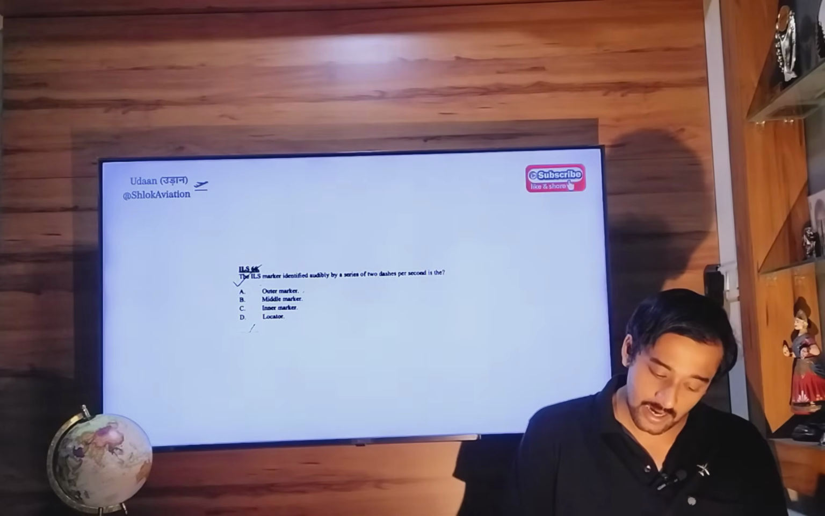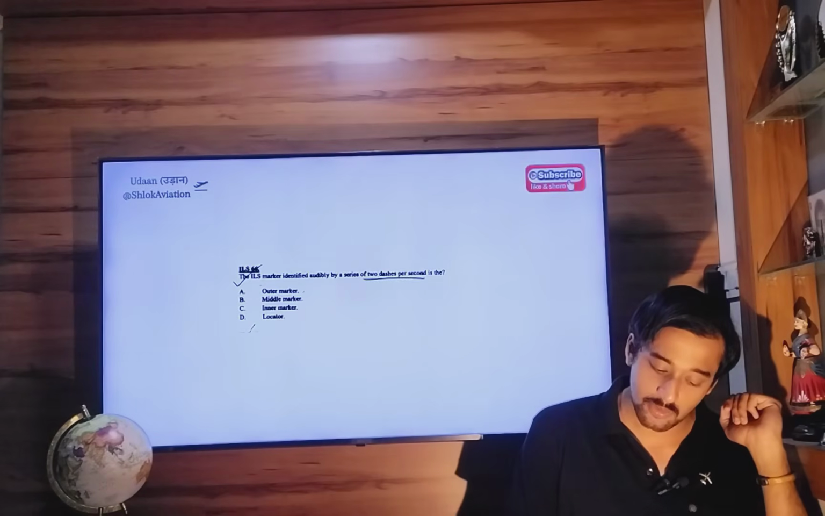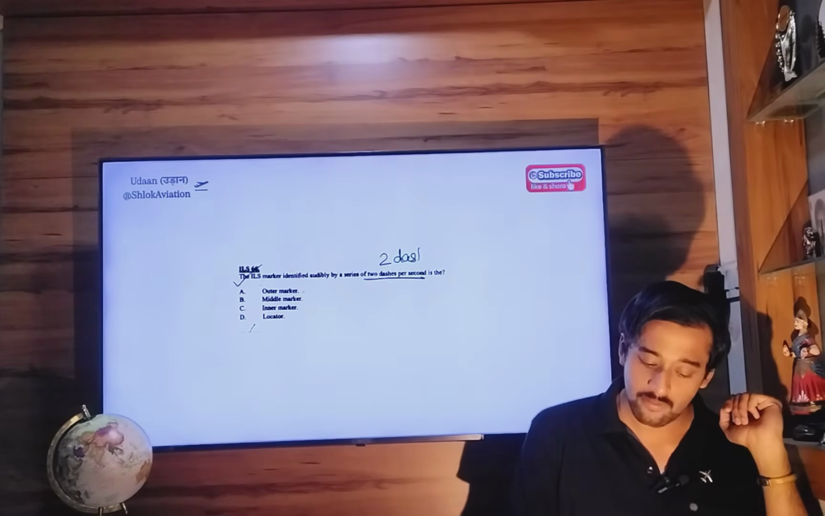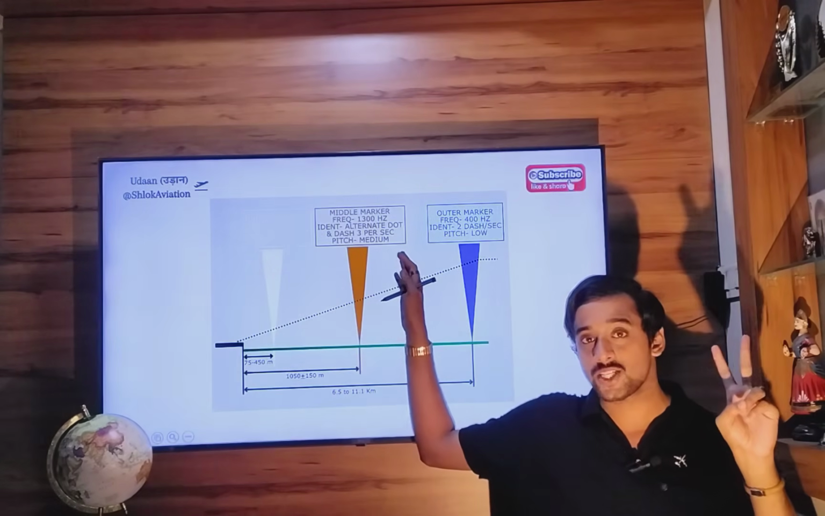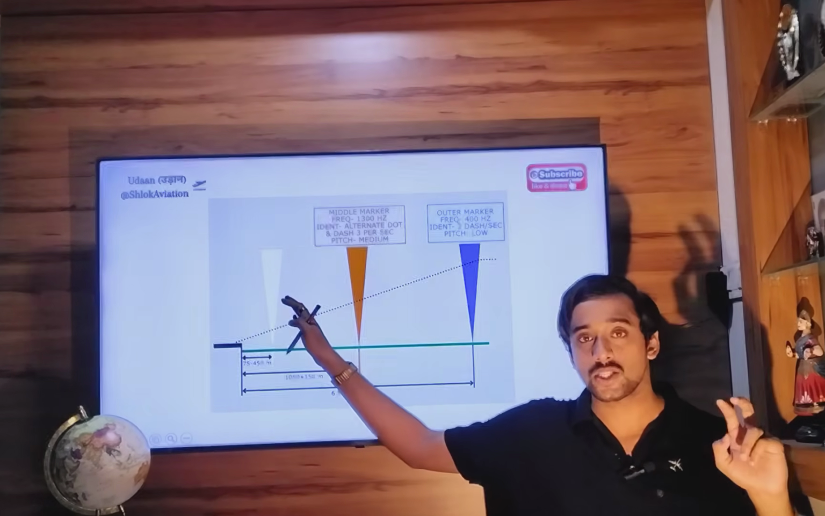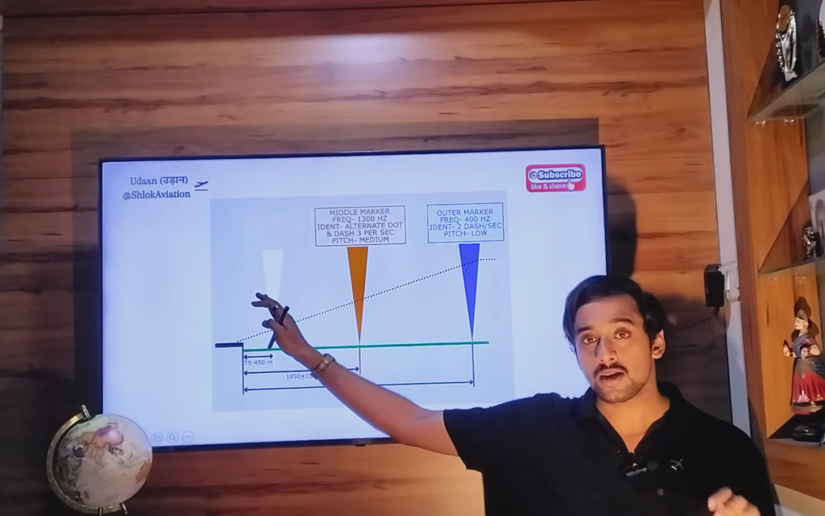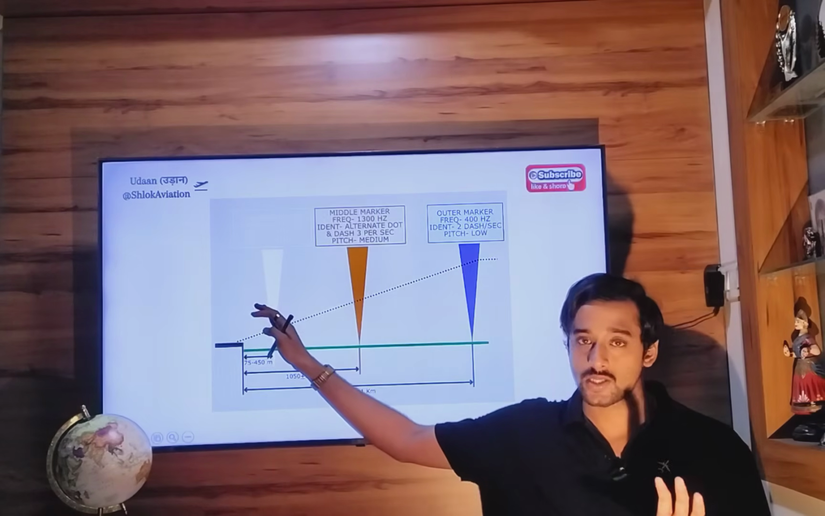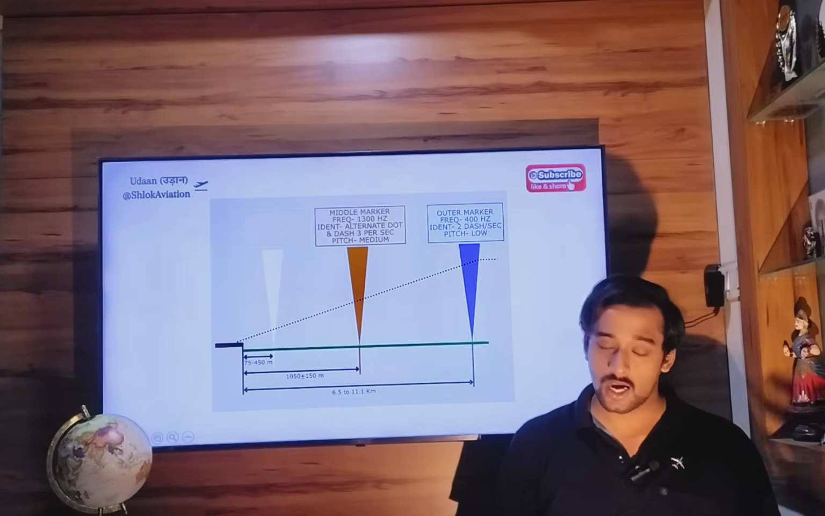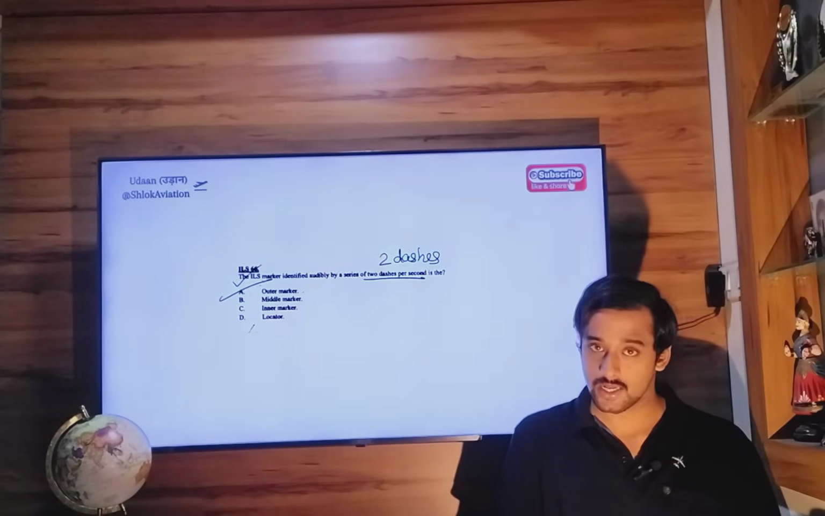ILS marker identified audibly, that means by ear, by a series of 2 dashes per second. So you have to remember all these identifications. Outer marker transmits 2 dashes per second. Middle marker transmits alternating dots and dashes, 3 per second. The inner marker transmits 6 dots per second, just the dots. Just the dashes are transmitted by the outer marker. So option A is the right answer.